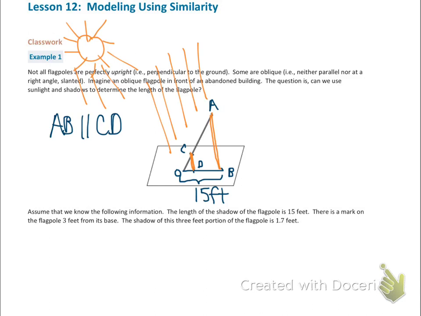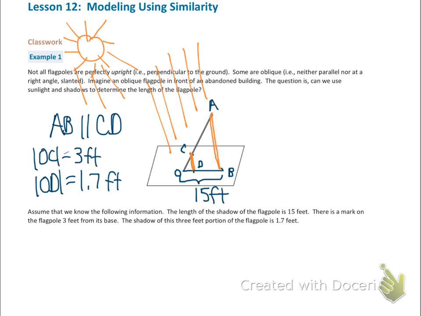So you can pause if you want to think about that some more. And I'll go on. Okay, so we know that OC is 3 feet. We know that the length of OD is 1.7 feet. So its shadow is not quite as long, it's about half of the length on the flagpole.